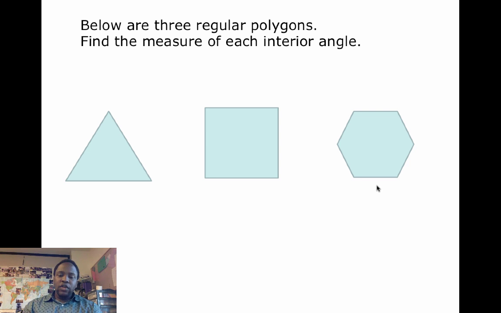Now, we're moving on to a new thing. So below are 3 regular polygons. Find the measure of each interior angle. So this is like an equilateral, a regular triangle. What's the measure of all 3 angles? What's the measure of all 4 angles of a square? And what's the measure of all 6 angles of a regular hexagon?